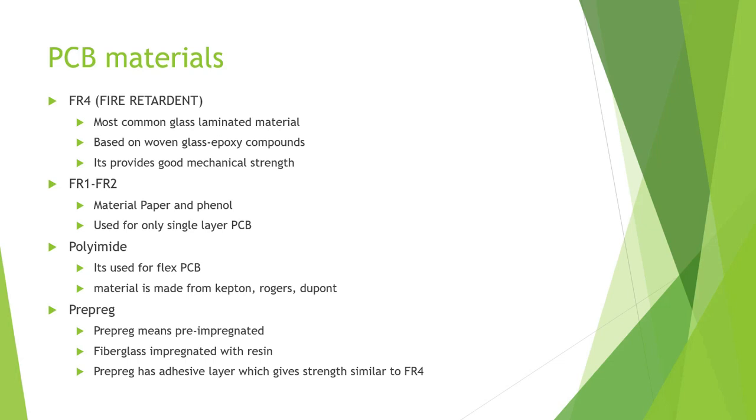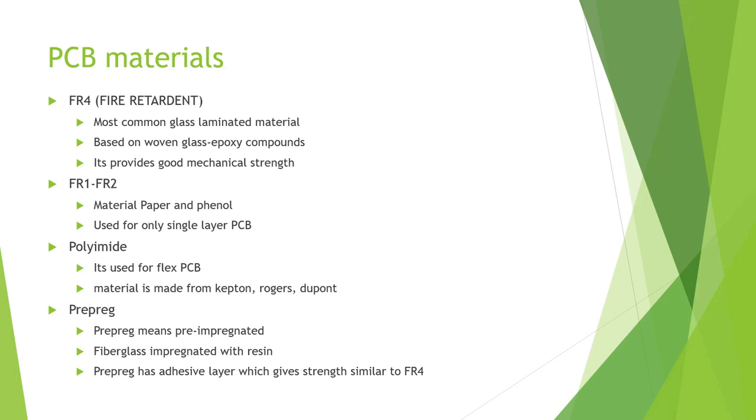Okay. Another one is FR1 to FR2. These are paper and phenolic materials. They're used only for single-layer PCBs. Okay. And polyimide is another one. It's used for flexible PCBs. The polyimide materials are made from Kapton, Rogers, DuPont, etc. That's for the polyimide.